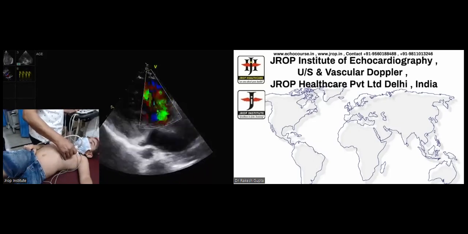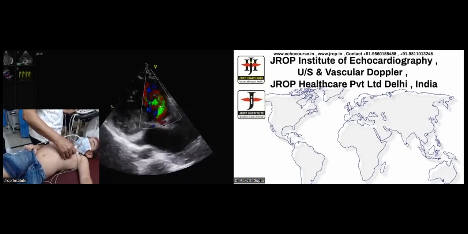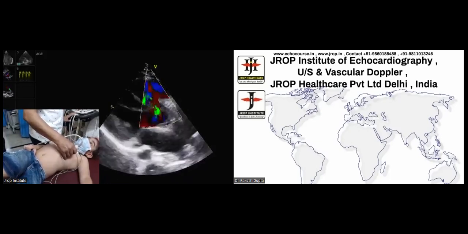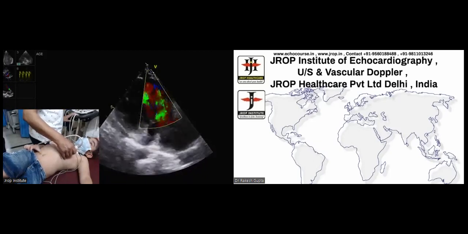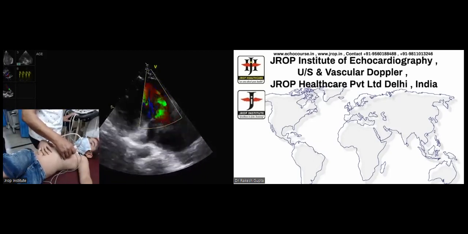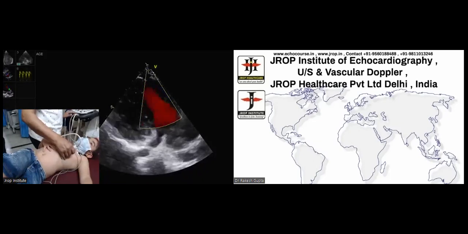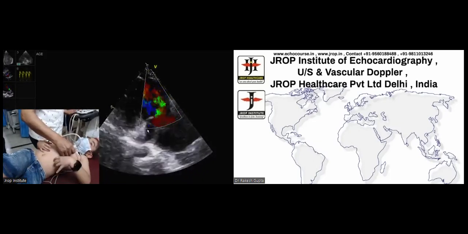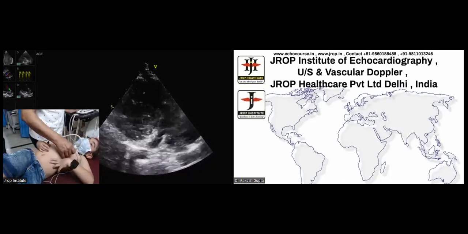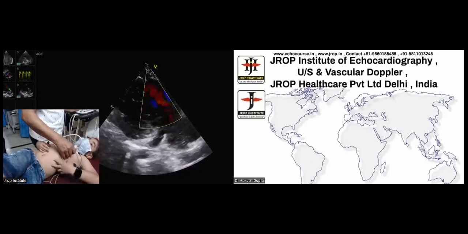So it's virtually a tunnel-like structure which you can see over here, originating from the left ventricular side of the septal tricuspid leaflet and then going in this direction for a VSD. I don't think we can demonstrate it better than this, a tunnel-like flow across the interventricular septum. And this is where we put our continuous wave Doppler.